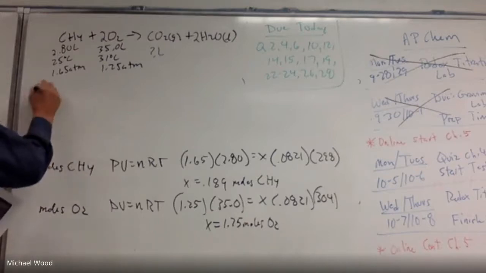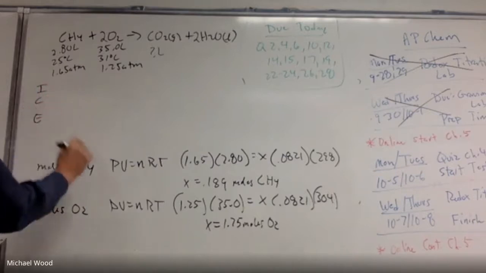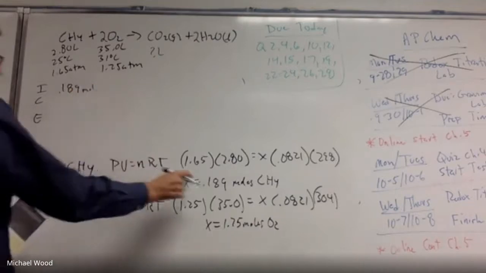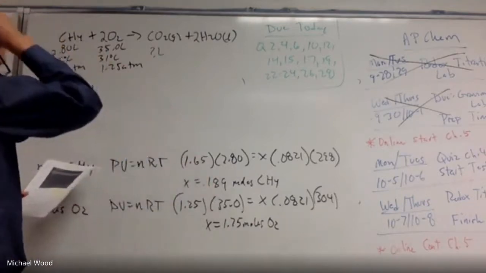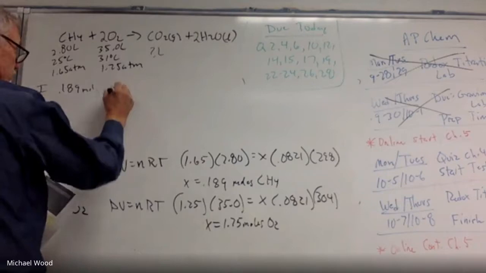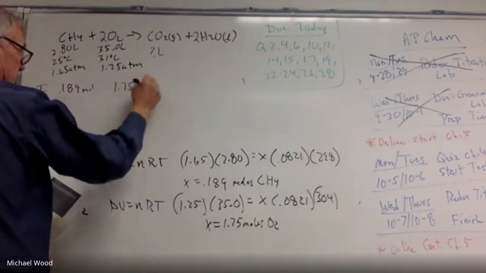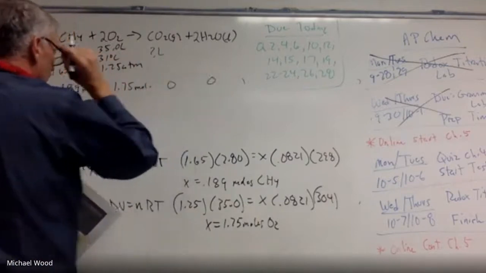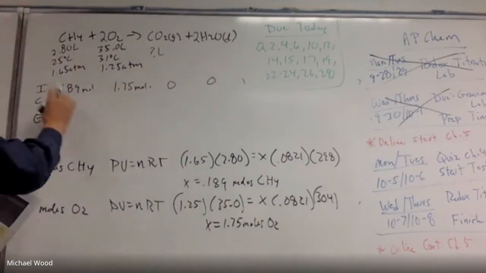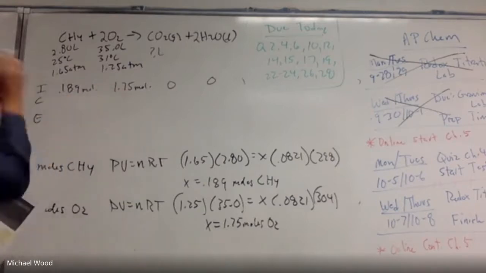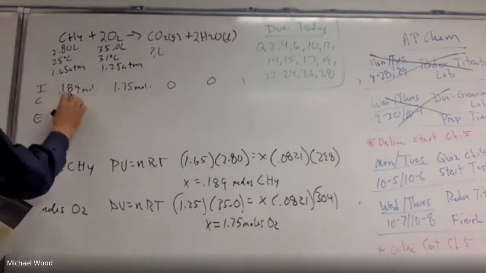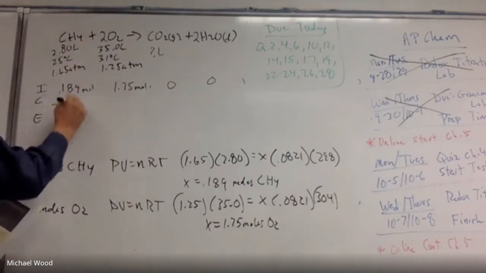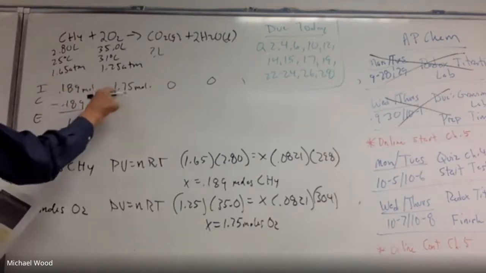So I'm now going to set up an ICE table. And I know that I've got 0.189 moles of the CH4, and I have 1.75 moles of the O2. And I know I don't have anything on this side. And liquid water is really not a factor here. Well, looking at these two, now it's a limiting reactant problem. 0.189 and 1.75, using 1 to 2, this is limiting, so this is gone. This is going to run out before this.